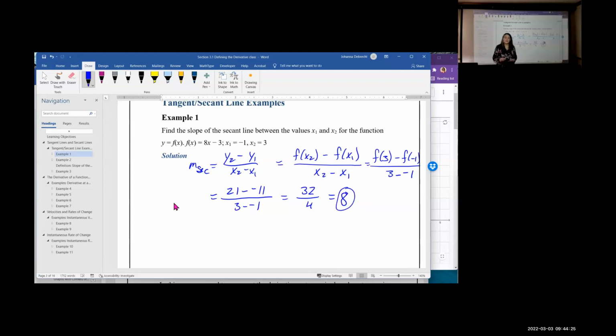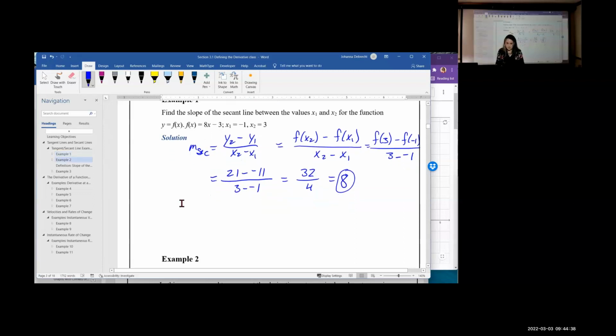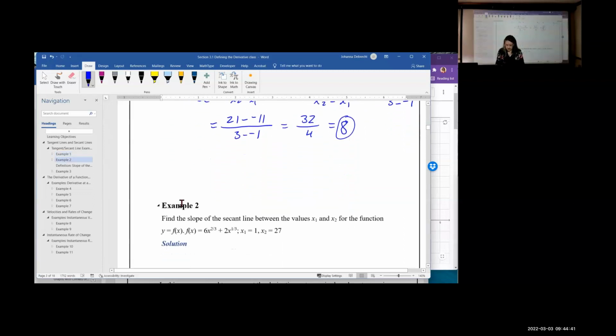This is the rate of change of y with respect to x. In other words, it's the slope. Y is changing 8 units for every 1 unit that x changes, all right? So we have the slope there.